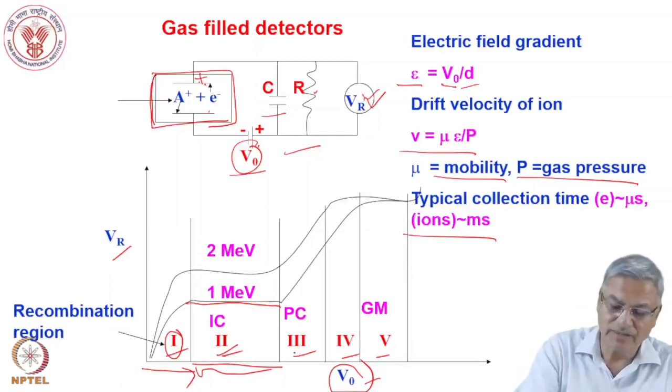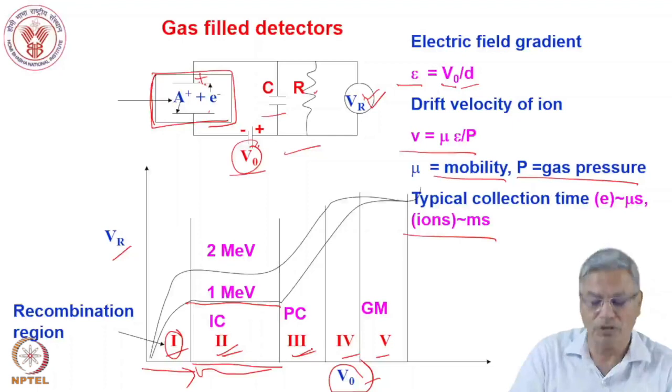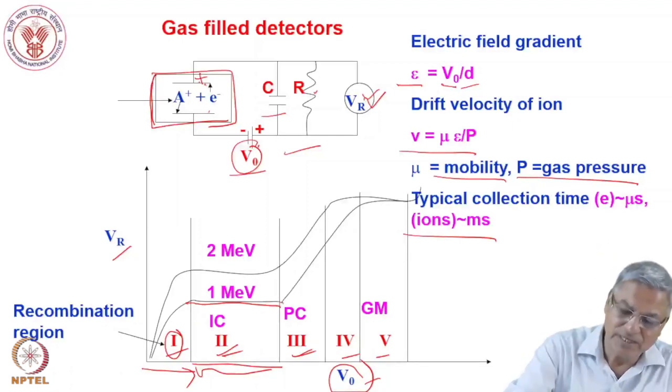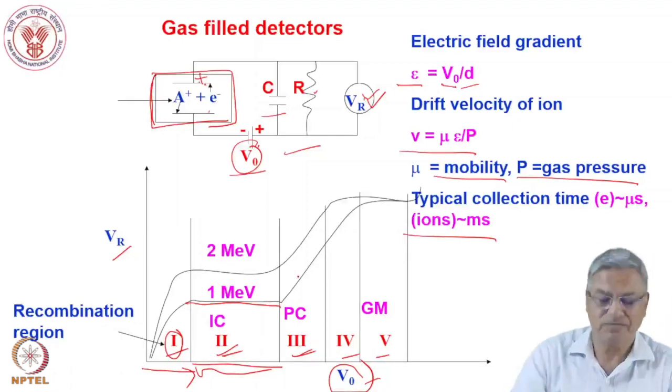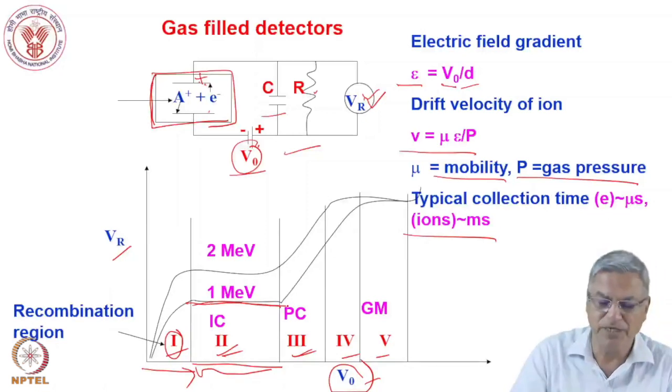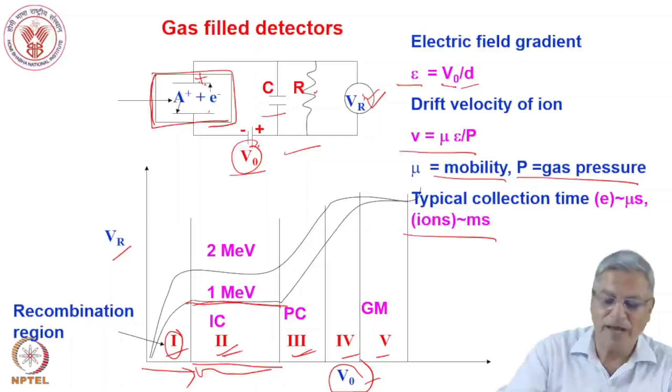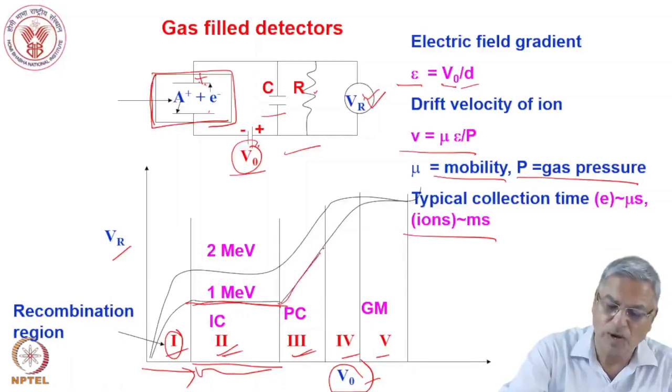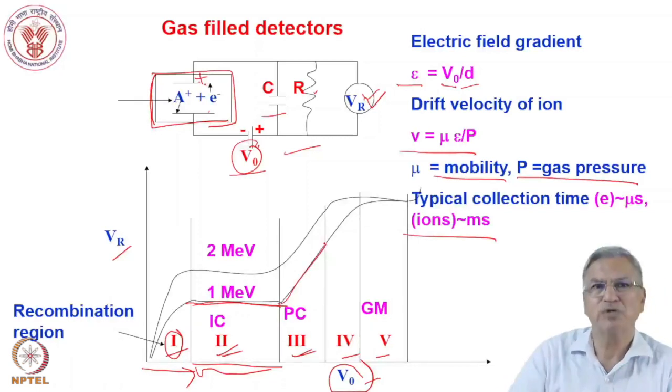Then comes the third region, the PC, the proportional counter, where there is now a secondary multiplication. That means whatever primary ion pairs are produced in the gas medium are further multiplied, because the electrons will acquire energy because of the higher electric field, as you are applying a higher potential.